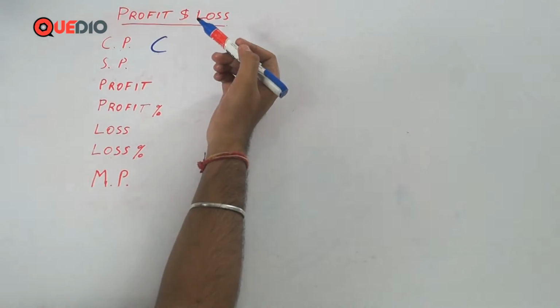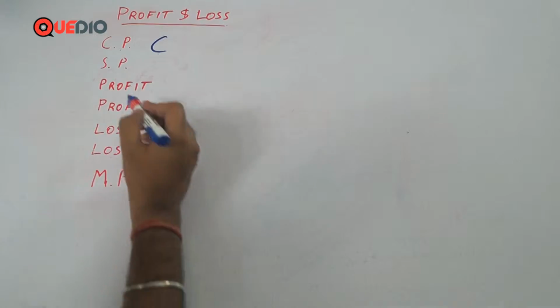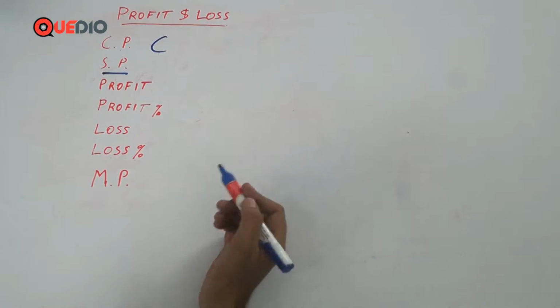Today I am going to explain a topic, profit and loss. Let me brush you up with some common terms. CP, that is the cost price. The price at which we purchase any article is known as cost price. Selling price, SP, the price at which an article is sold.